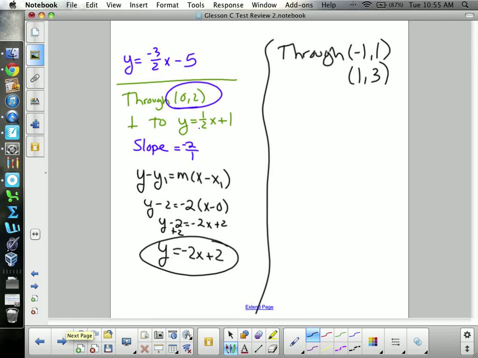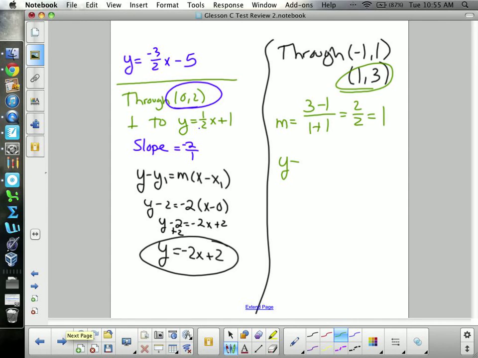Find the slope. So that would be y2 minus y1, 3 minus 1 over 1 minus negative 1. 2 over 2, slope is 1. Oh, that's nice. Slope is 1. So now I pick a point. Let's pick (1, 3) because they've got both positive numbers.